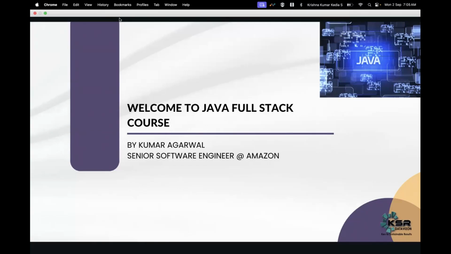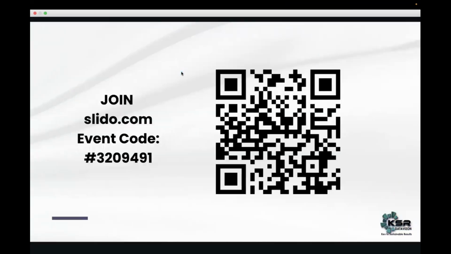Firstly, we'll take a poll. There will be two questions in that poll. Please participate in it; you have around 30 seconds to answer. You can scan this QR code, or go to slido.com on your mobile and enter the event code 3209491 to participate in this poll.